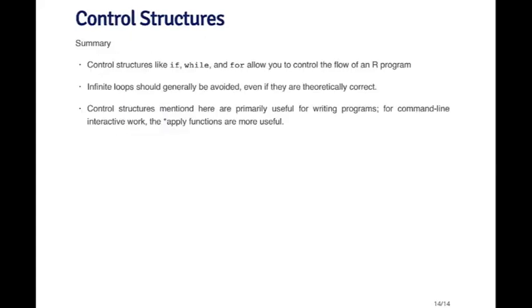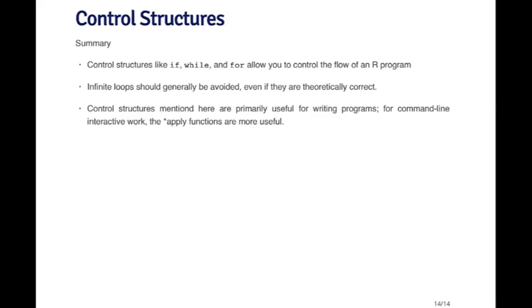The basic summary is that control structures like if, while, and for allow you to control the flow of an R program. Generally speaking, while there are constructs that allow you to execute infinite loops, you want to be on the lookout for these kinds of things and avoid them if possible, even if they are theoretically correct, because they can lead to unpredictable behavior in programs. The other key thing I haven't mentioned yet is that the control structures I've mentioned here are primarily useful for writing programs.